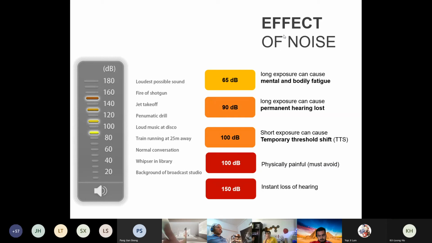As you can see here, noise has negative effects. It starts when you are exposed to 65 decibels, which can cause mental and bodily fatigue, even though it's almost a conversation level, right? But over the long term, it can create problems. 90 decibels for long exposure can cause permanent hearing loss.